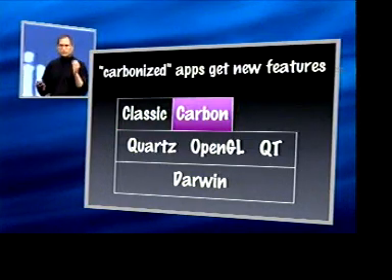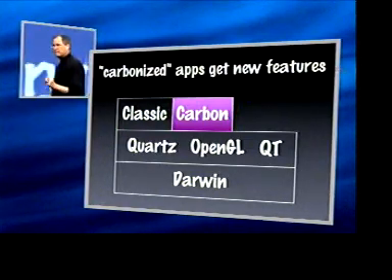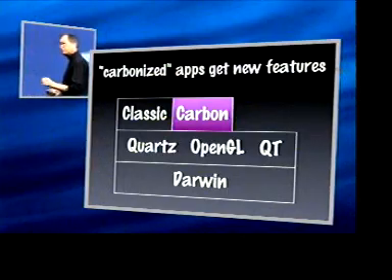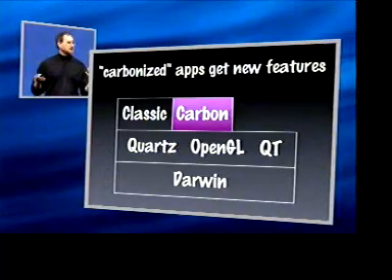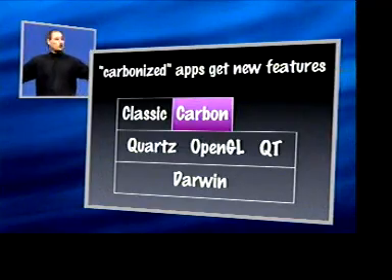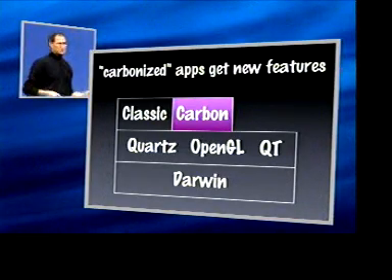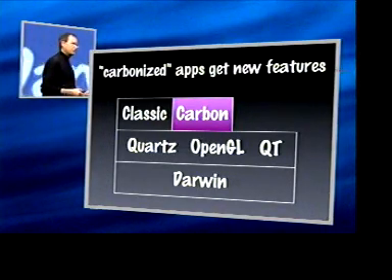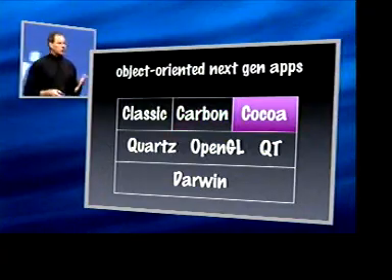Carbonized apps get the new features. Now, what's a carbonized app? It's something that takes a developer a few months, 1 to 3 months, to carbonize their app to get it ready for OS 10, and all of a sudden it springs to life with all of the new features of OS 10. And the third API is Cocoa.